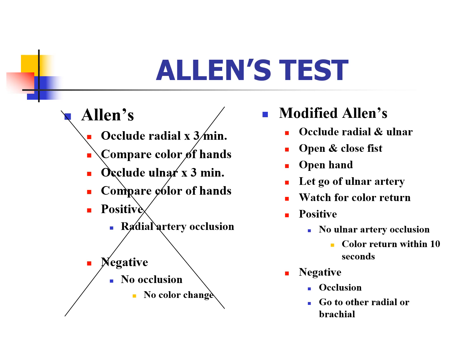Modified Allen's test is something that we currently do. The modified Allen's test says we're going to occlude the radial and the ulnar artery. So we occlude both of them. We put our finger and put pressure on their wrist over both of these, and you can do this on yourself right now. We're going to have them open and close their fist.